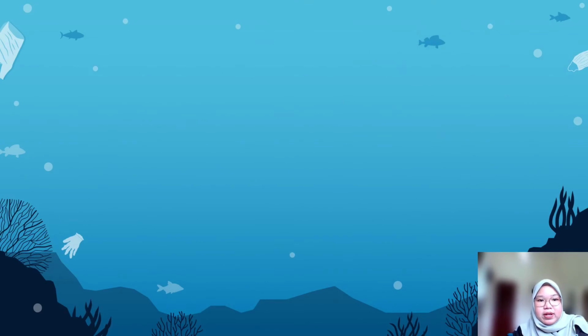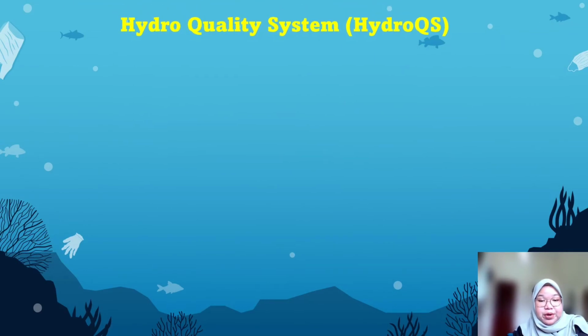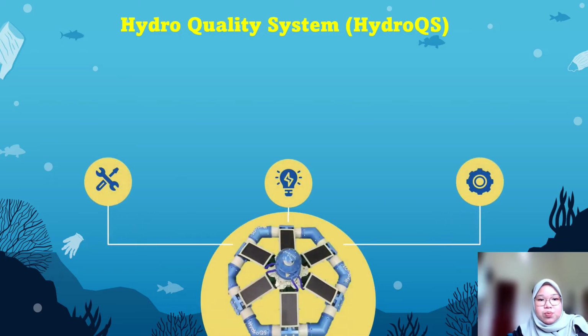The following part is the Hydro Quality System, HydroQS. HydroQS is a low-cost device that works to monitor river water quality. The device also integrates IoT as the latest technology capable of transferring data over the network with easy interaction. HydroQS consists of three main components: casing components, sensor components, and also electric components.